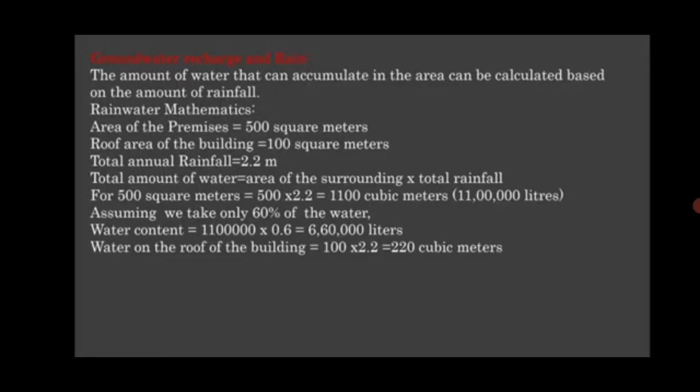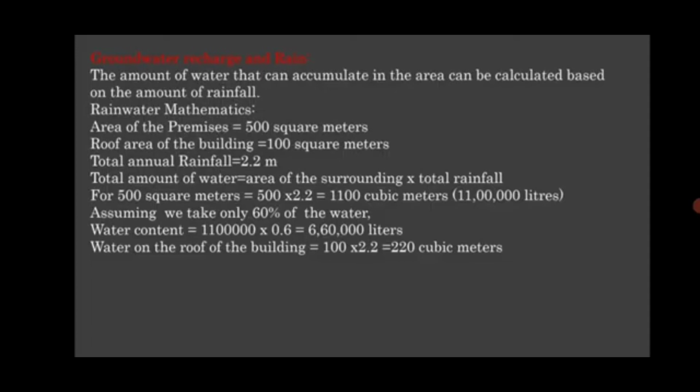Now what is the area given to us? It is given to us as 500 square meters. So the area of that premises is 500 square meters, and we have to find the total rainfall for that 500 square meters, which equals 500 multiplied by 2.2. That will give you 1100 cubic meters, which is 11 lakh liters.